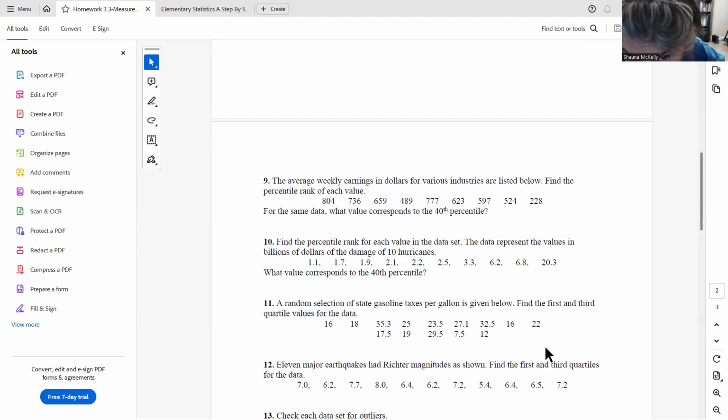Okay. So number 9, anytime you're going to do any of this, you're going to rank the data first. So you want to put this data in order. I'm going to do it below it so I can see what's going on. Now I could have the calculator do it, and I think I'm going to, just because I want to show you that. So I'm going to take my calculator here.